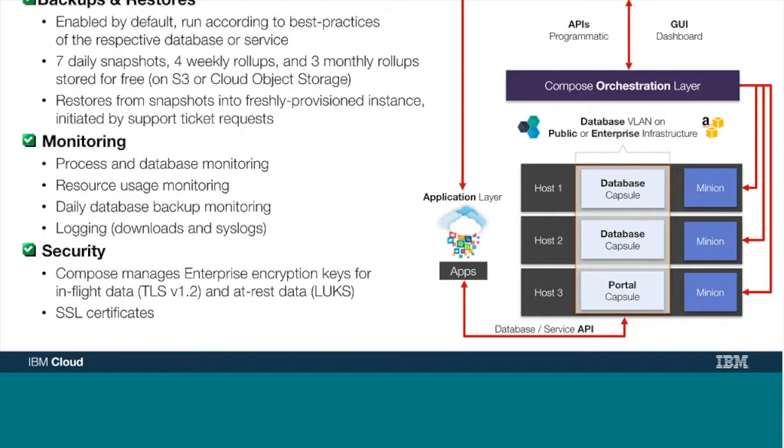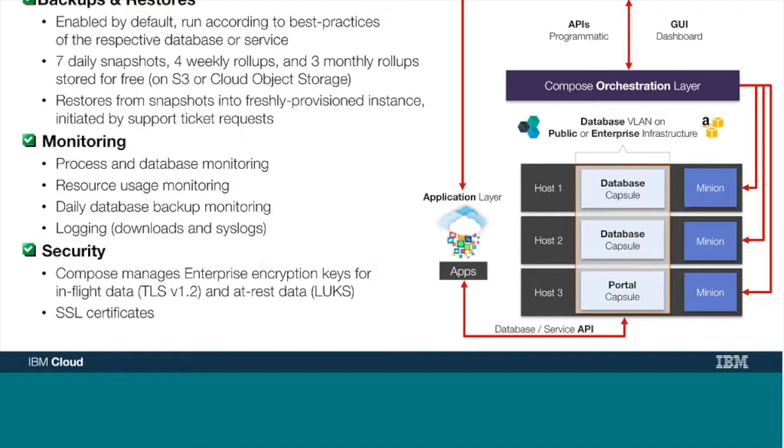Backups and restores. We pride ourselves on the ability for customers to be able to restore quickly. So a customer being able to restore within moments from a backup. So they're enabled by default. There is no configuration you have to run. We run it as a best practice. You get 7 daily snapshots, 4 weekly roll-up snapshots, and 3 monthly snapshots stored for free on either S3 or Cloud Object Store, depending on where you choose to run your database.